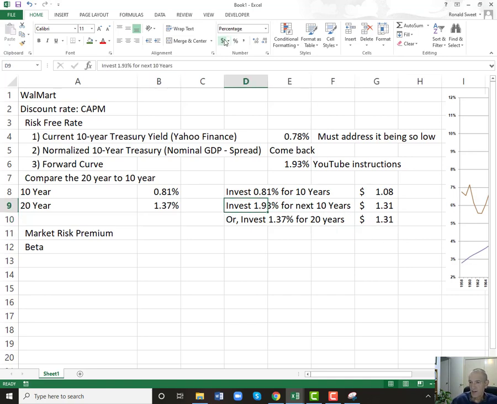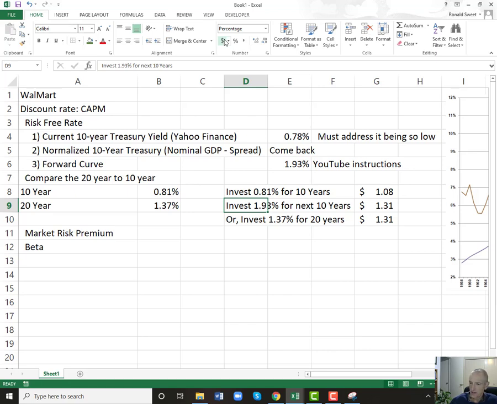So that 1.93% is what the bond market says they believe the 10-year Treasury will be in 10 years. If they didn't believe that, then either the current 10-year Treasury or the current 20-year Treasury would be repriced so that it would reflect expectations. You might have talked in your 3013 class about the different theories of the yield curve, and one of them was the expectations theory. This is the expectations theory that we're taking advantage of, that the bond market actually tells us what people are expecting interest rates to be in the future.